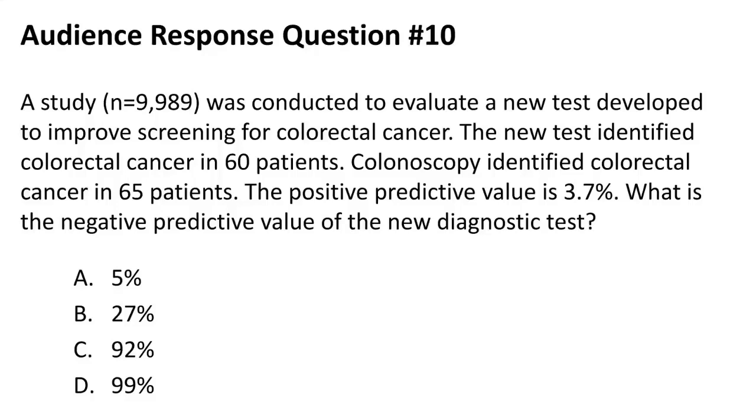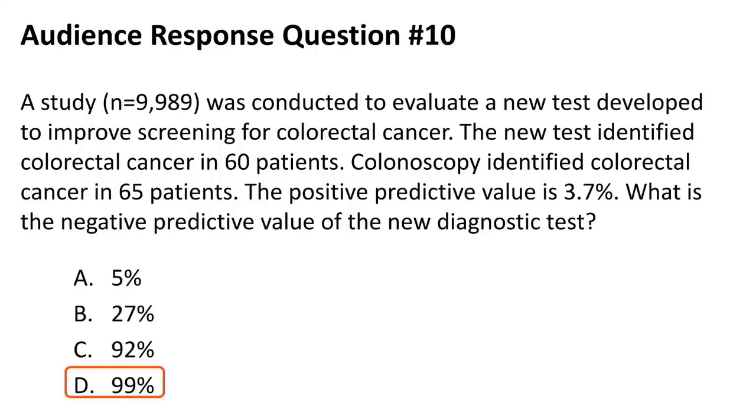All right, let's do another example question. A study was conducted to evaluate a new test developed to improve screening for colorectal cancer. The new test identified colorectal cancer in 60 patients. Colonoscopy identified colorectal cancer in 65 patients. The positive predictive value is 3.7%. What is the negative predictive value of the new diagnostic test? A, 5%, B, 27%, C, 92%, or D, 99%? The correct answer is 99%, letter D.